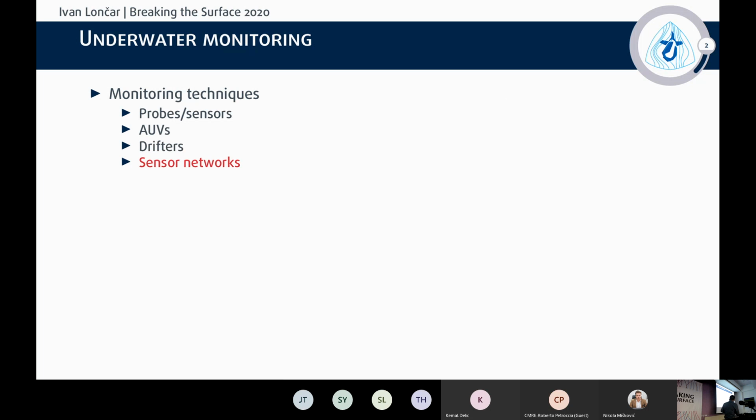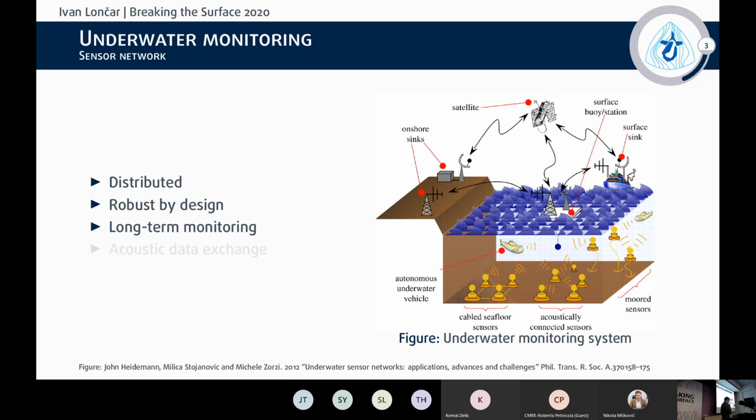And the most interesting of these are sensor networks, and I will be talking a little bit about them. There are various types of sensor networks, some of which can be moved, they can be placed on the bottom of the sea with cables attached to them, or without, so acoustically linked. They can even be mobile, etc.